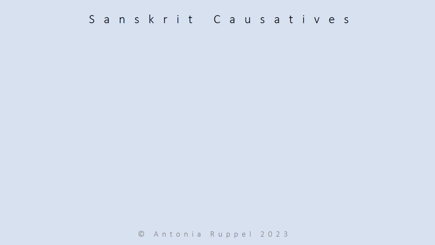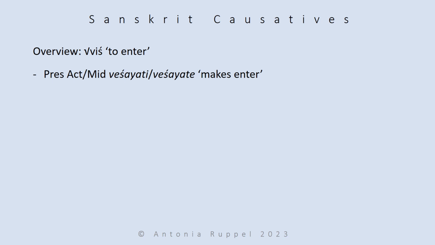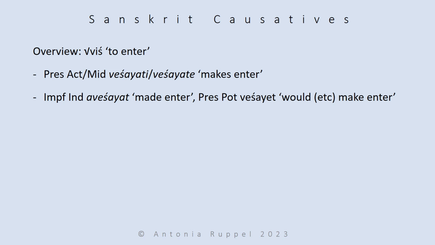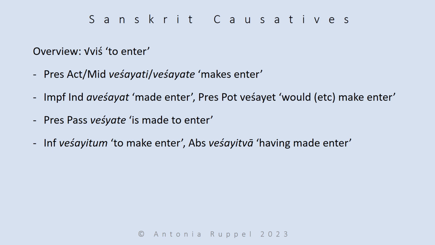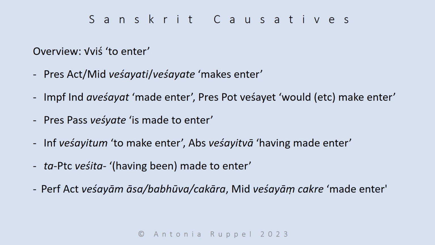Now finally, a quick overview. If you have the verb viś, to enter, you have present active causative veśayati, middle veśayate, an imperfect aveśayat, a potential veśayet, a passive, present passive veśyate, an infinitive veśayitum, an absolutive veśayitvā, a ta-participle veśita, and a perfect active veśayām āsa or babhūva or cakāra, and a perfect middle veśayāṃ cakre.